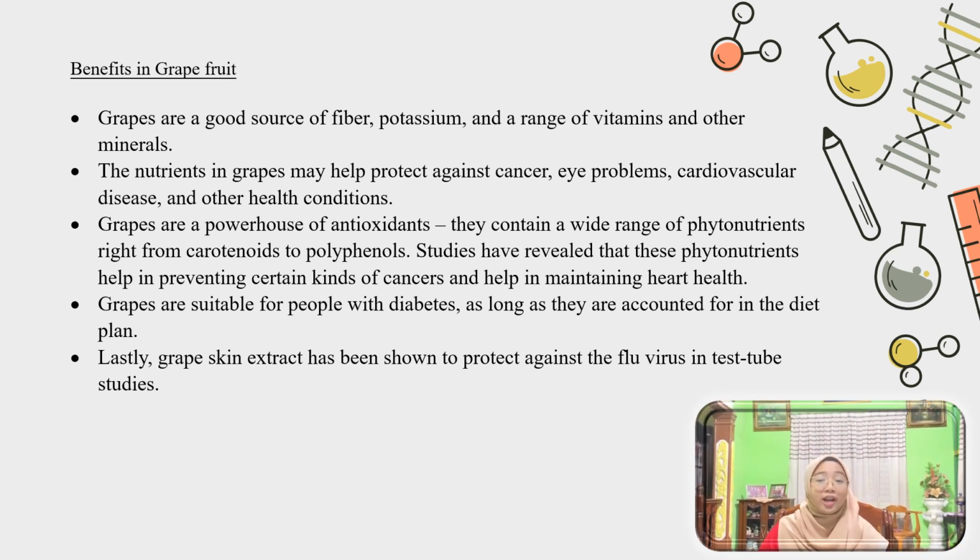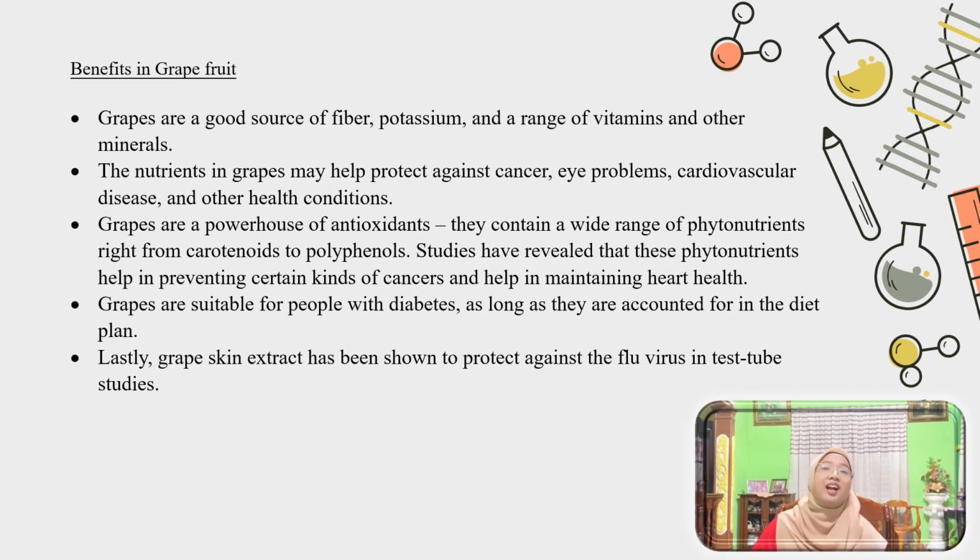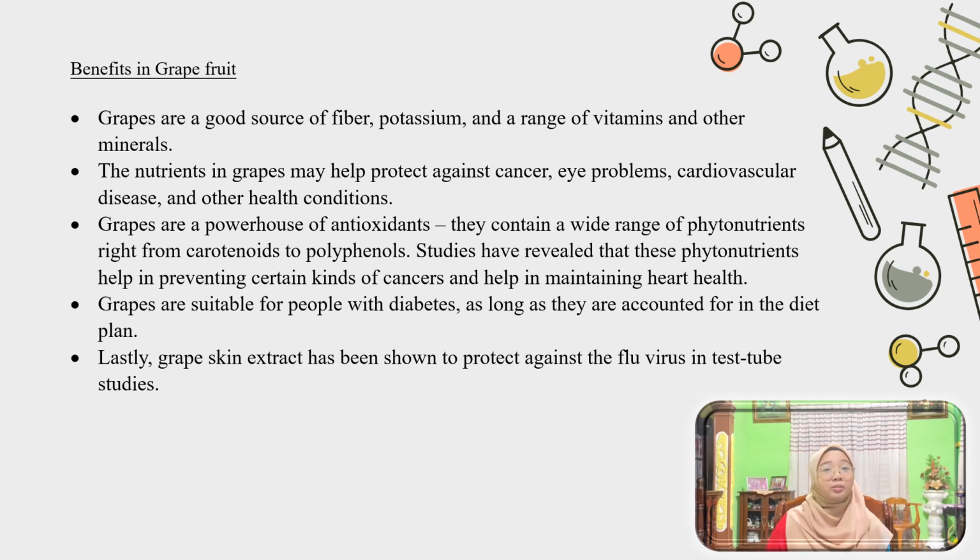They contain a wide range of phytonutrients, right from the carotenoids to polyphenols. Studies have revealed that these phytonutrients help in preventing certain kinds of cancers, and help in maintaining heart health. Grapes are suitable for people with diabetes, as long as they are accounted for in the diet plan. Lastly, grape skin extract has been shown to protect against the flu virus in test tube studies.